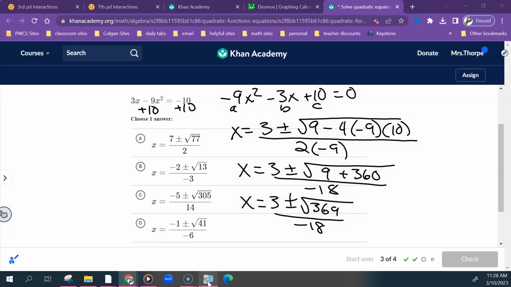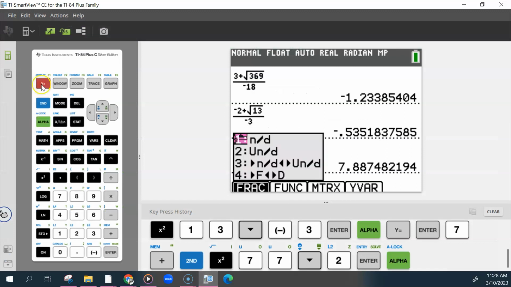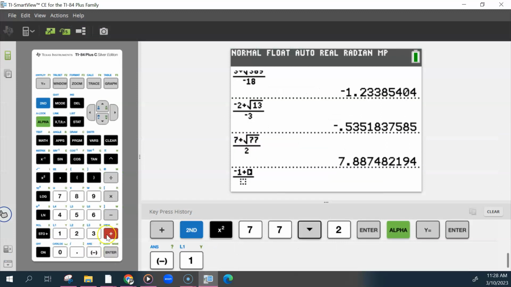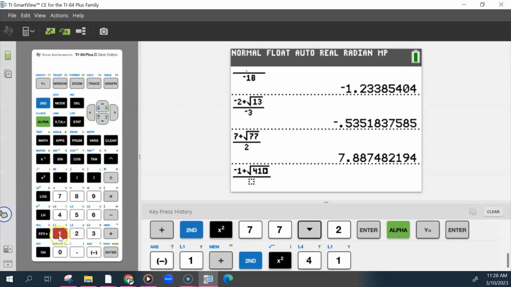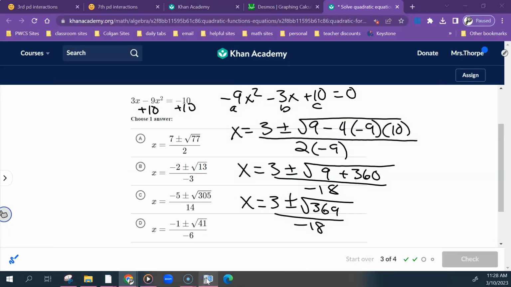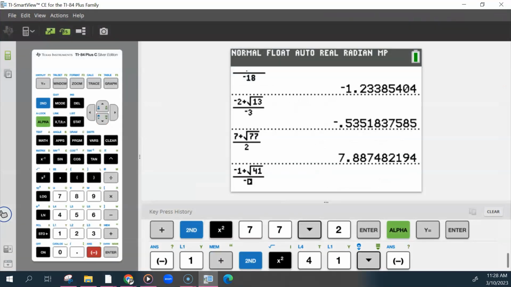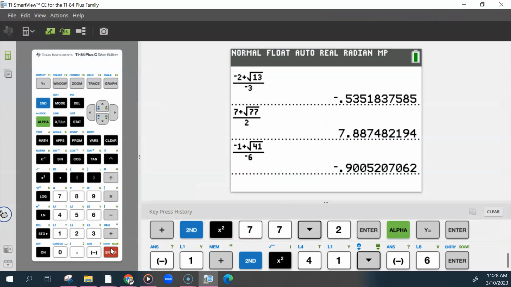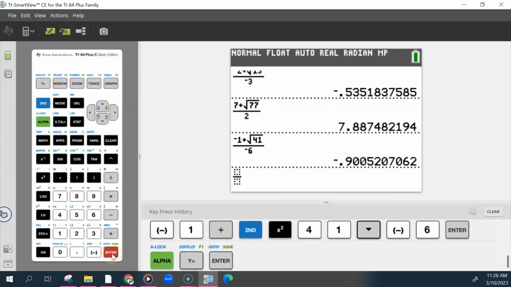Okay. Negative 1 plus the square root of 41 all over negative 6. So then C has to work. Now, I did mess up in third period, and we may have to do it again, but we'll see.